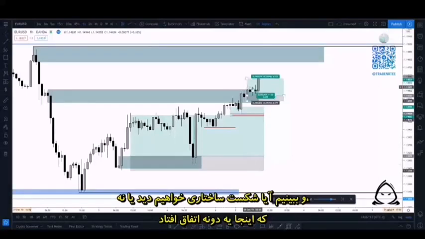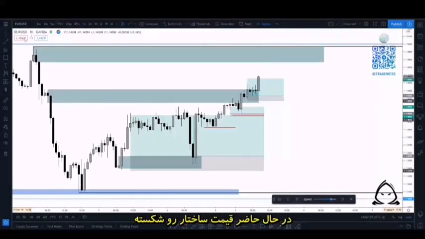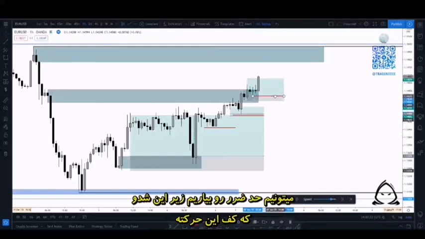and see if we get any structural breaks, which we do right here. We see that price has now broken the structure. So what we can do is manage our trade just below this wick right here, which is the low of the move.